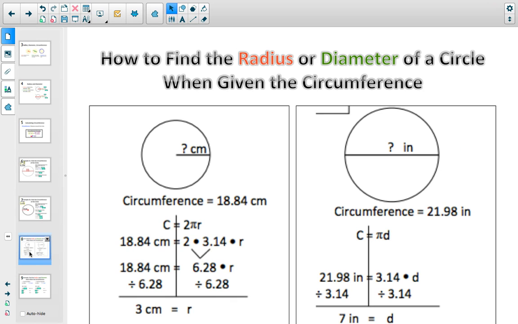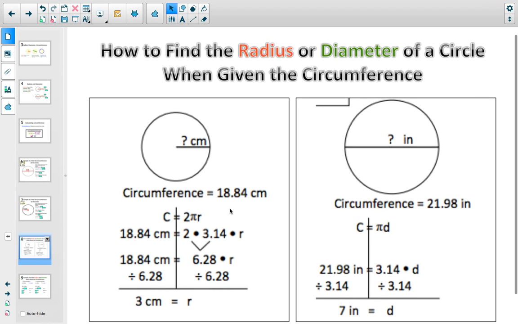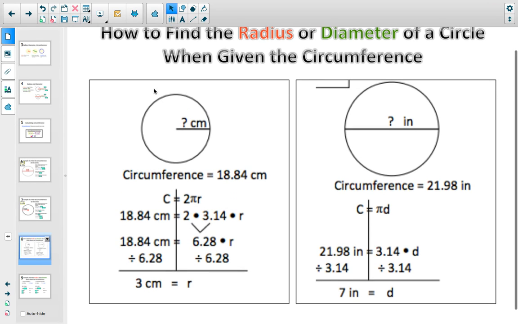The next thing I want to talk about is how to find the radius or the diameter of a circle when you're given the circumference. So in the previous two examples, we were given the radius or we were given the diameter and we needed to find the circumference. Now we're given the circumference and we need to work backwards to find the radius or the diameter. Let's look at the example on the left. We'll call this number 1.